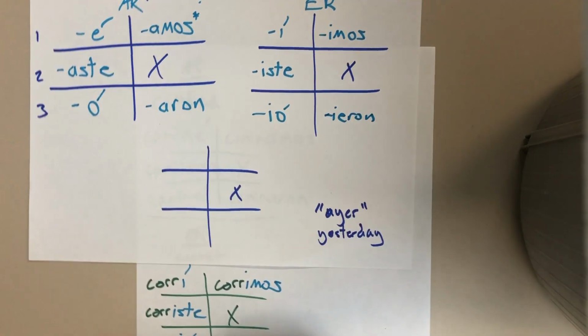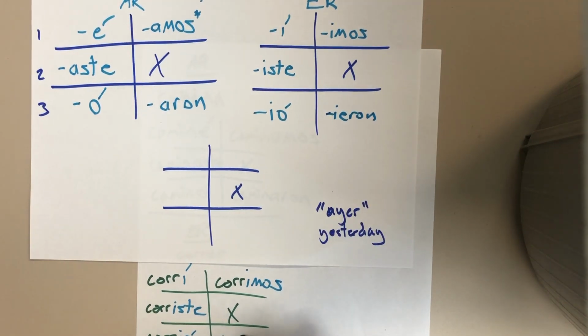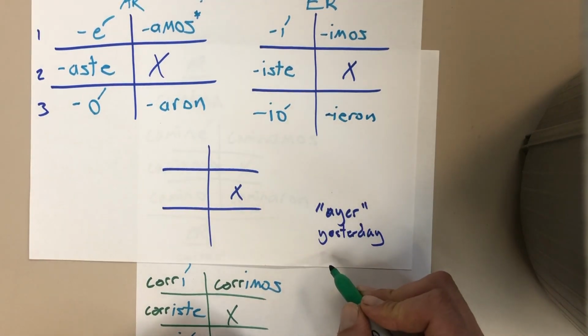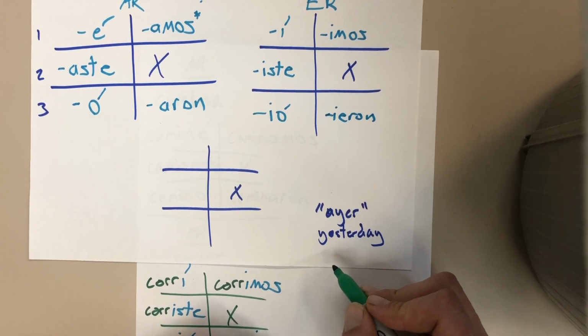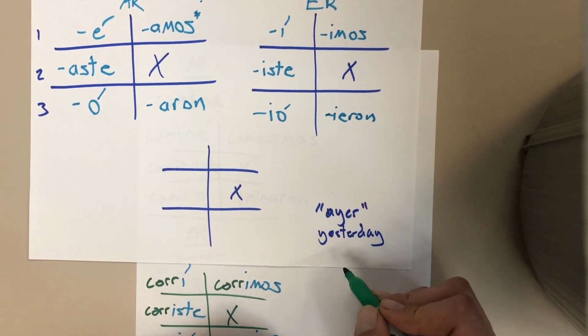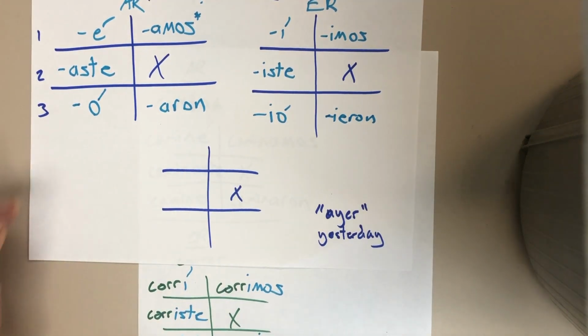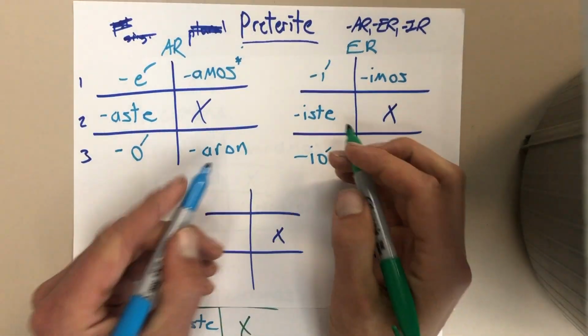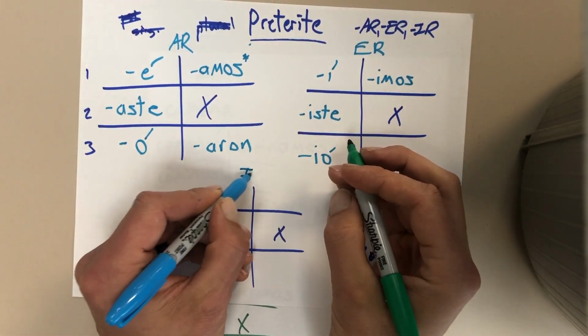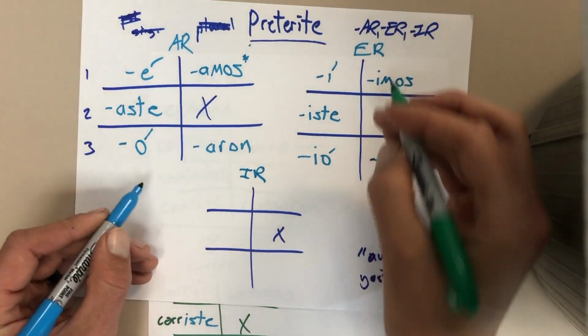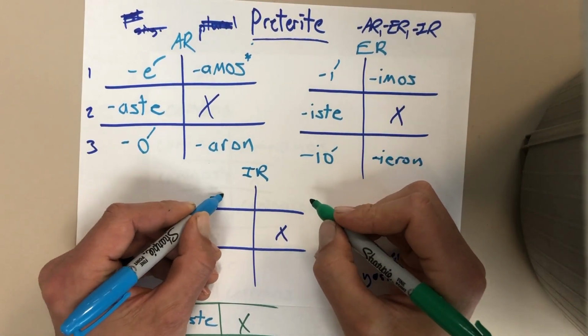Up here we have, similar to it, ieron. All right, so tag it on to the end. I want to say they ran. How would I say it? Exactly, corrieron. And now the IR verbs, this is good news because they're almost exactly like these ones, pretty much.